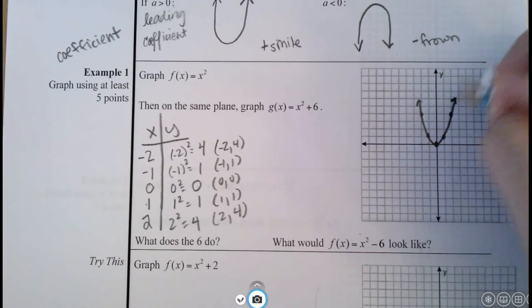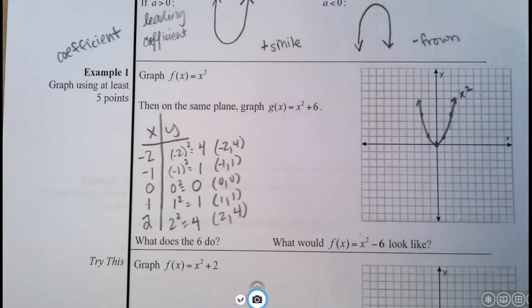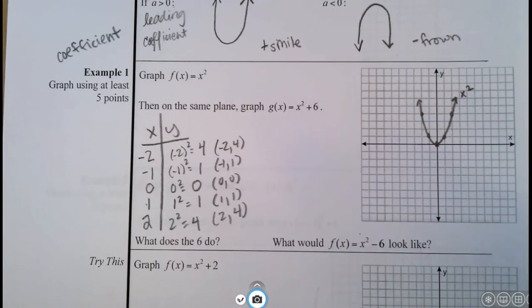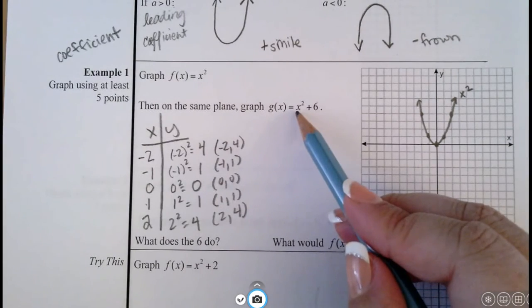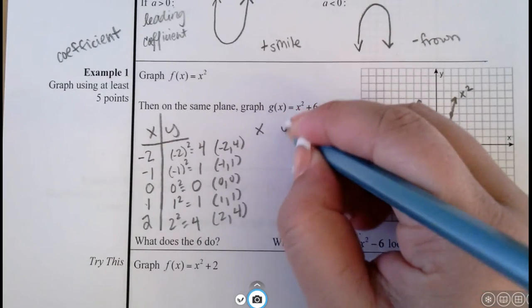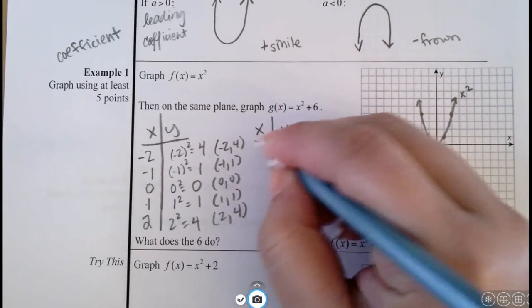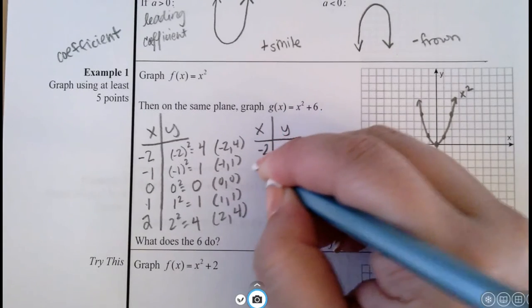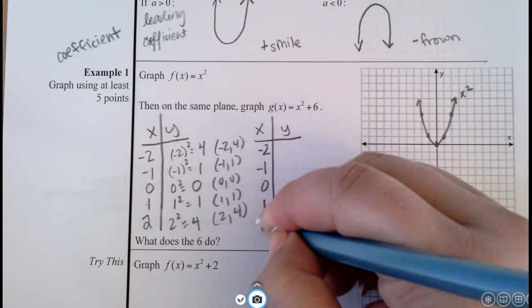There is our graph of x squared. And then we want to look at, well, what about for g of x where it's x squared plus 6? So, new xy table. We'll use the same values: -2, -1, 0, 1, and 2.